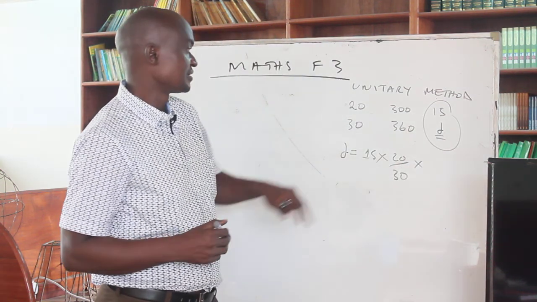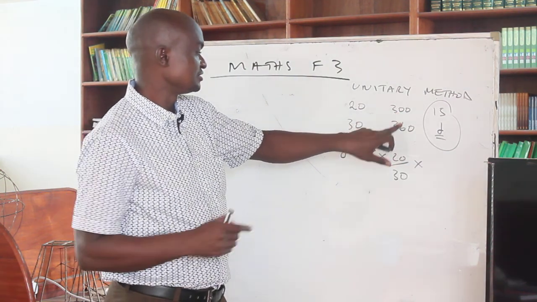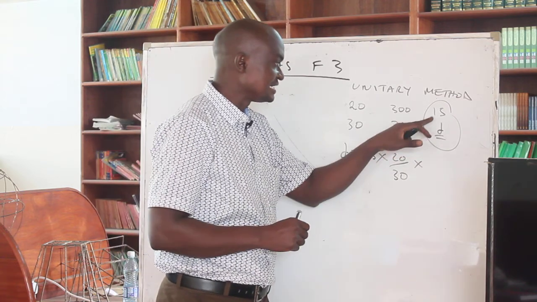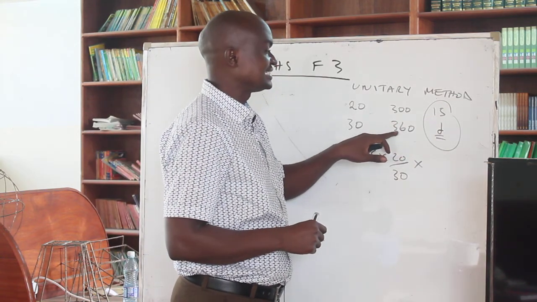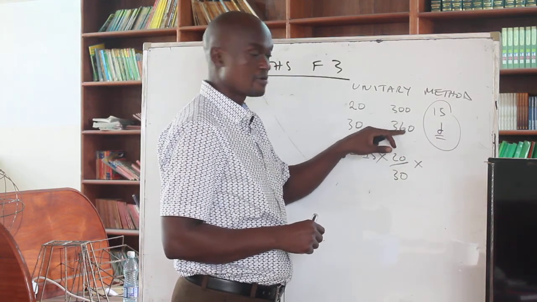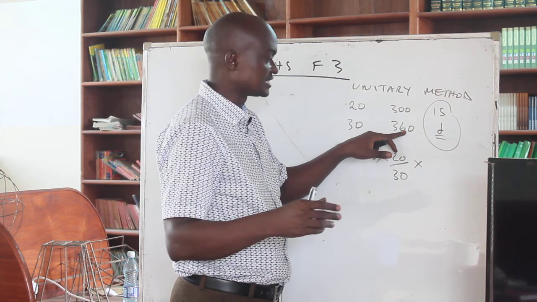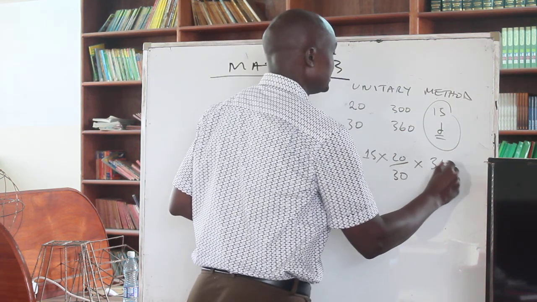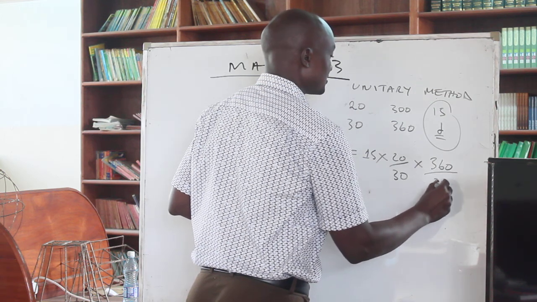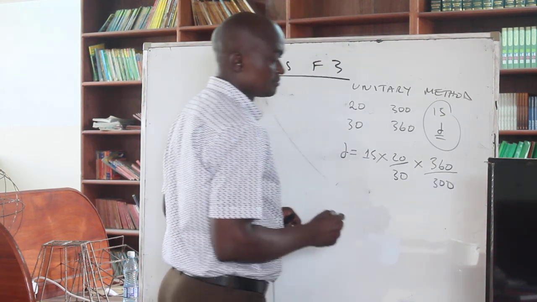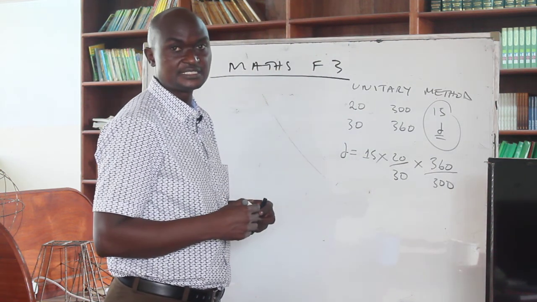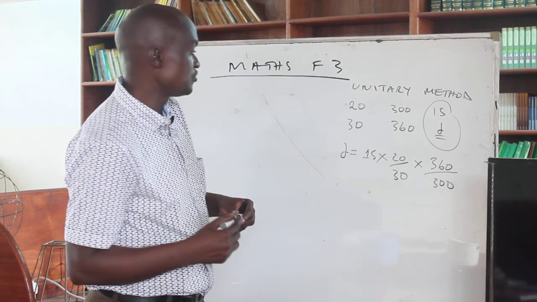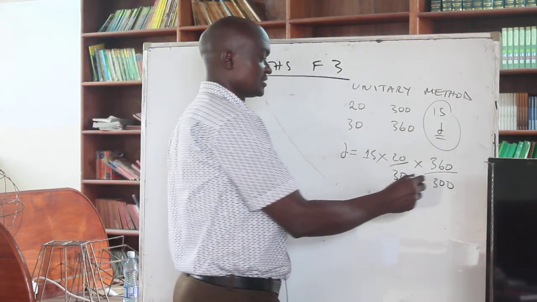At the same time, 300 meters is work done in 15 days. What about 360 meters? That is more length, more distance. It should take more days. So multiply by 360 over 300. Because it should take more days, because it's more work to be done. Then you work that one out.